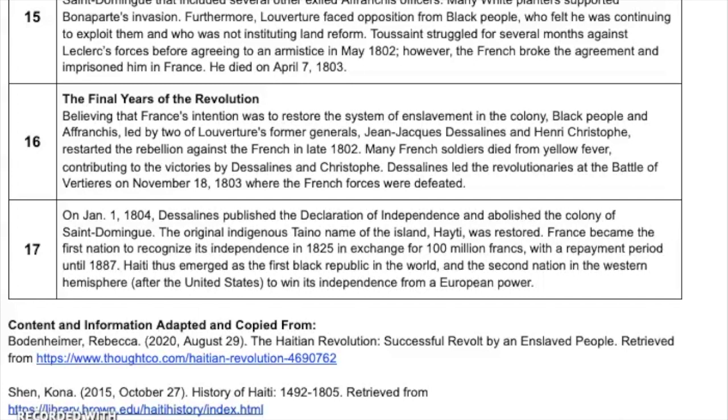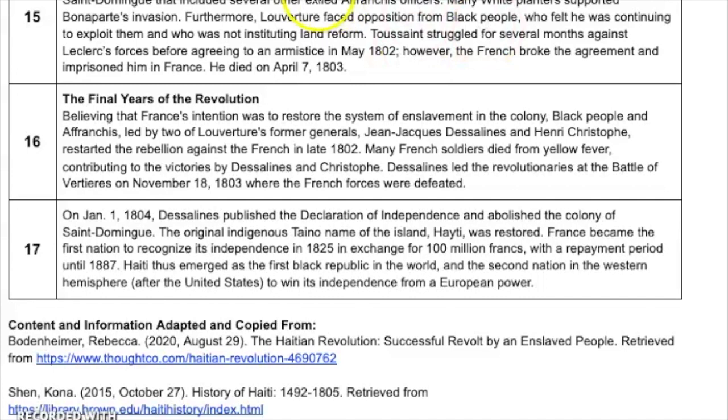Furthermore, Louverture faced opposition from black people who felt he was continuing to exploit them and was not instituting land reform. Toussaint struggled for several months against Leclerc's forces before agreeing to an armistice, or an end to fighting, in May 1802. However, the French broke the agreement and imprisoned him in France, and he died on April 17, 1803.